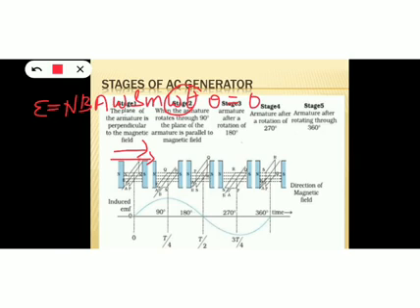So on the corresponding graph, here a graph is plotted between induced EMF and time t. So initially when the coil is in this position, the induced EMF is 0 because the angle theta between the magnetic field vector and the area vector is 0. So that's why the graph has its minimum point at this position of the coil.